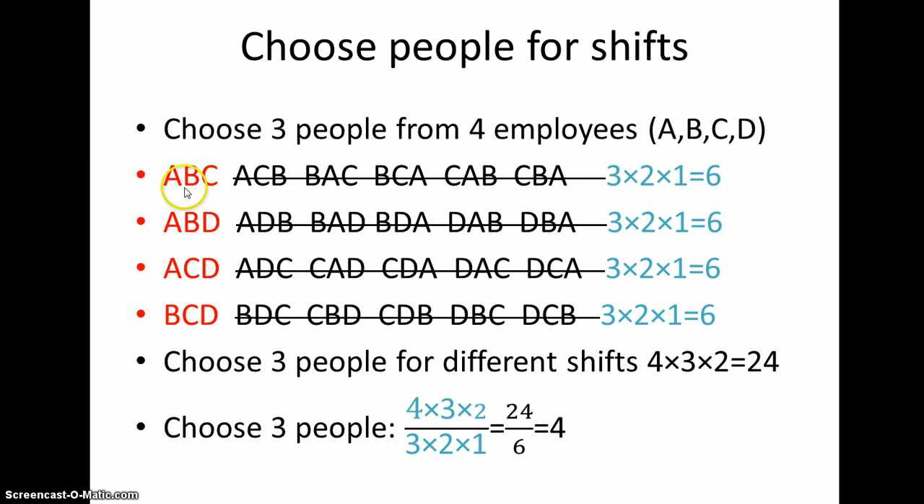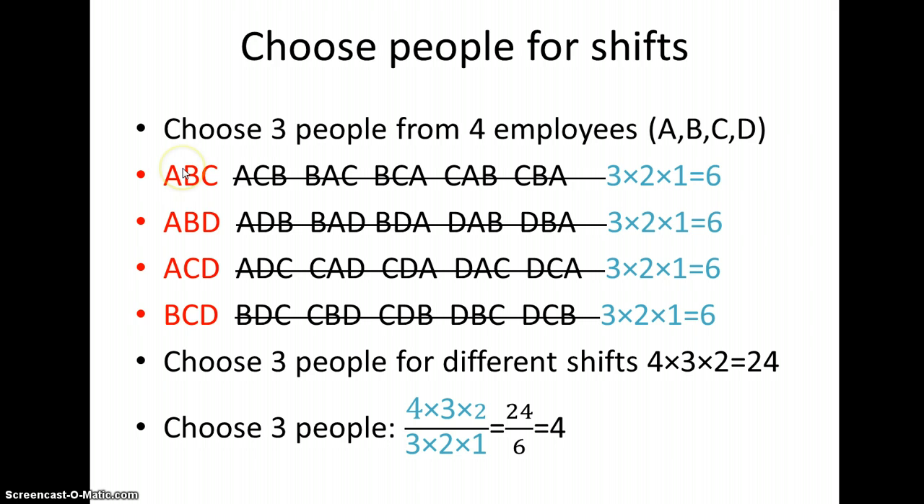can find out that permutation altogether would be 24 different ways. From step 1, morning shifts 4 choices, afternoon 3 choices, and evening 2 choices. So multiply them together, we get 24. And then we need to divide by the number of times it repeats.